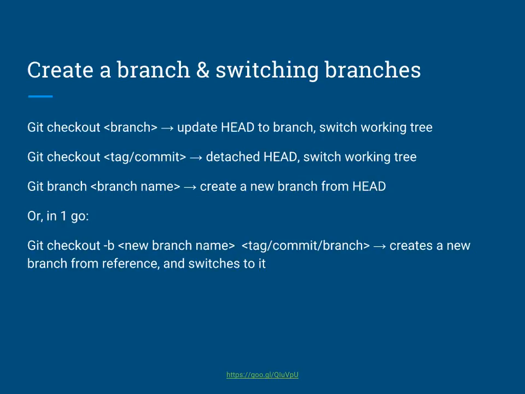You will see me doing this in one go in the demo with git checkout -b, new branch name, and then the tag, commit or branch I want to check out. This is just like the 2 steps folded into one for brevity's sake. And it's how people usually do it, so that's why I'm showing it, not to obfuscate any details.